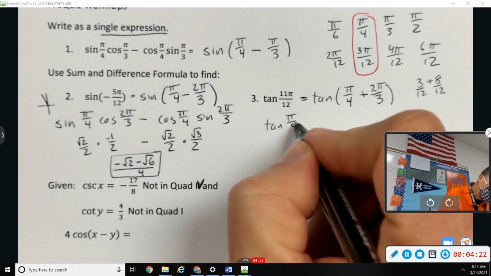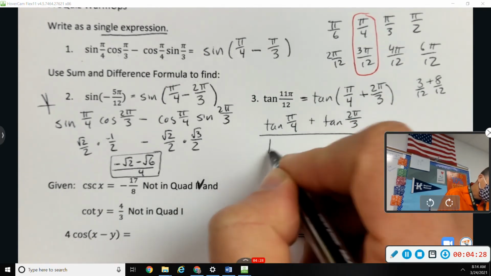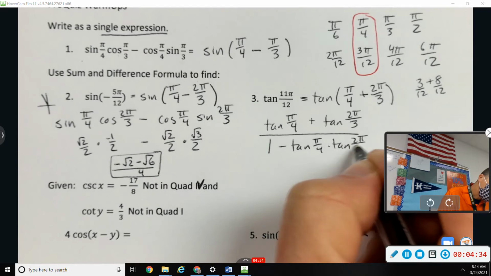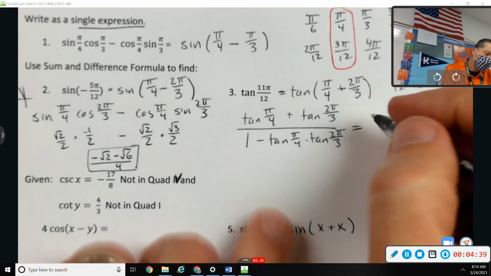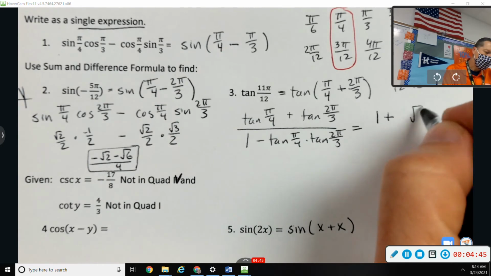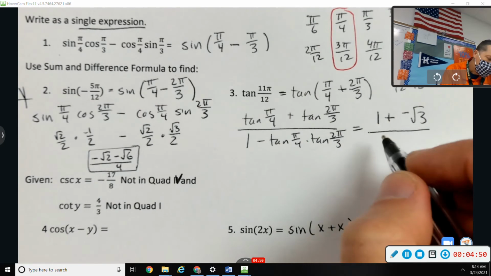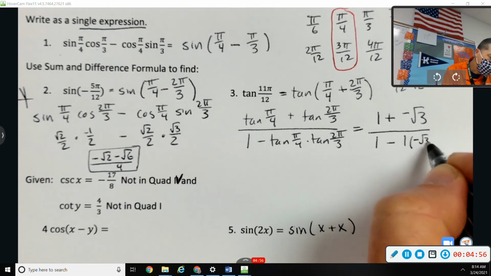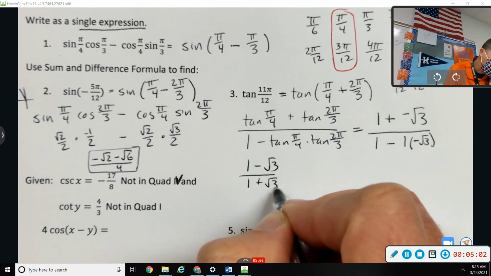So tangent pi over 4 plus tangent 2 pi over 3 all over 1 minus tangent pi over 4 times tangent 2 pi over 3. See how well we remember the tangents. Tangent pi over 4 is our favorite. Tangent 2 pi over 3 is going to be negative square root of 3. And in the bottom, we'd have 1 minus 1 times negative square root of 3. So 1 minus root 3 over 1 plus root 3.